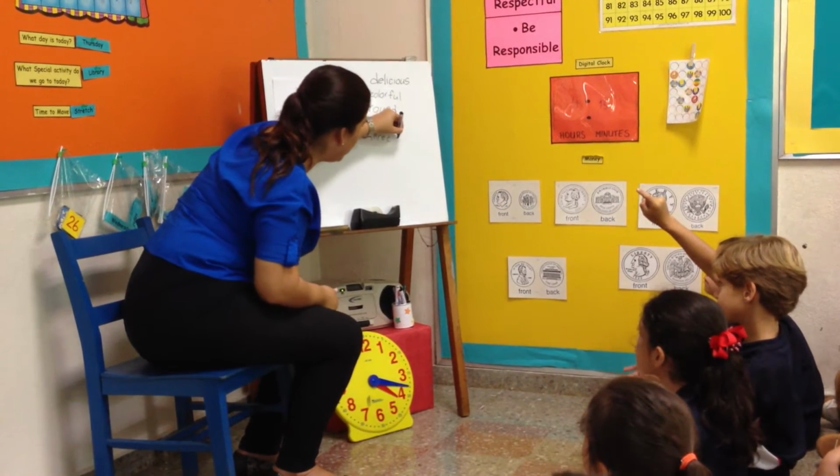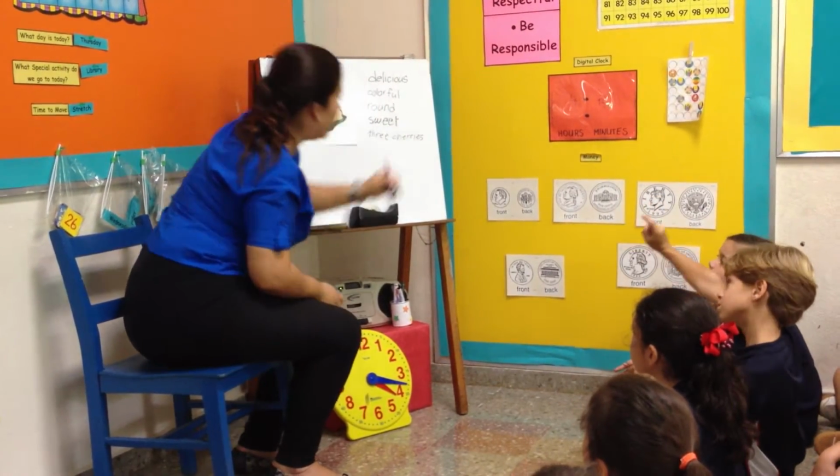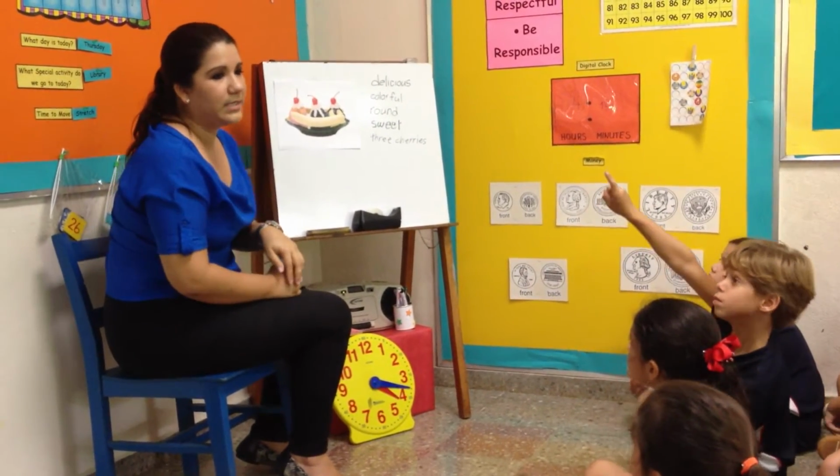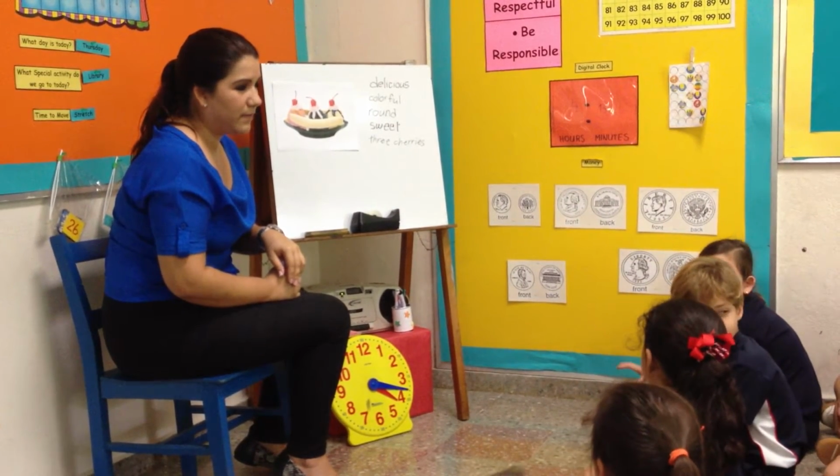So, it has 3 cherries. Okay? 1 more. Let's see, 1 more. Betty, what can we say about the banana split? Yummy.